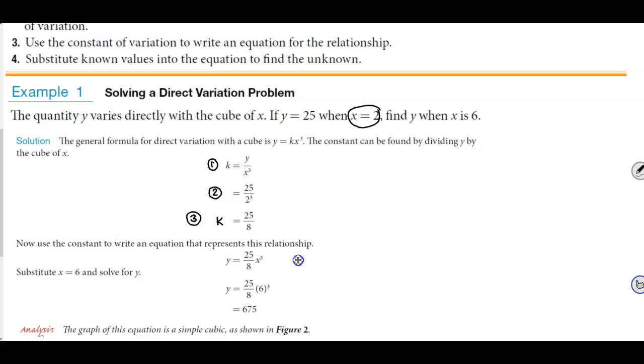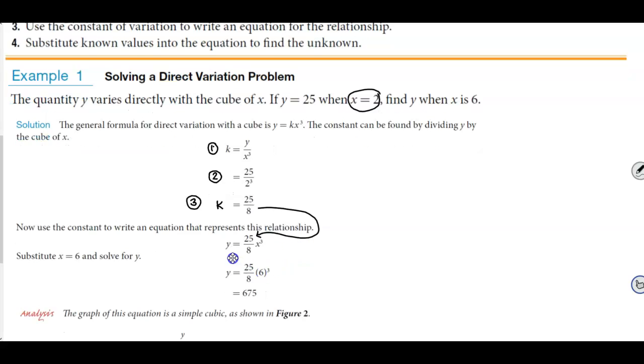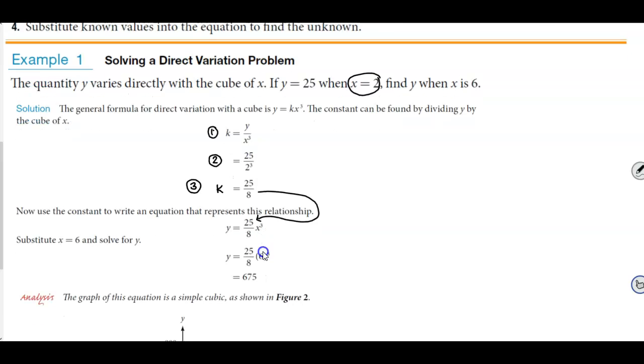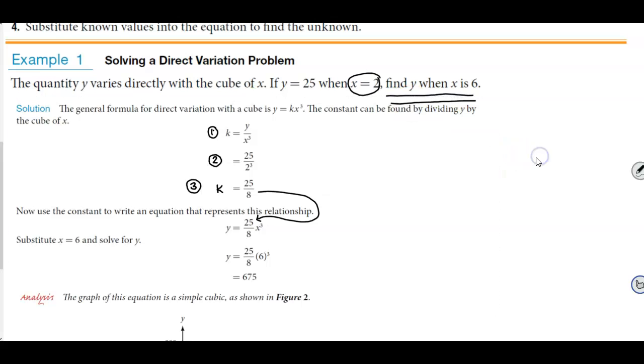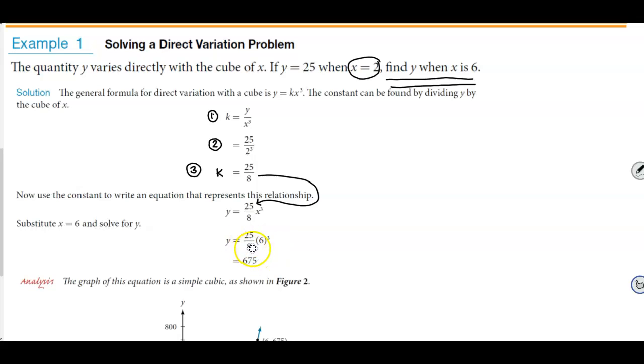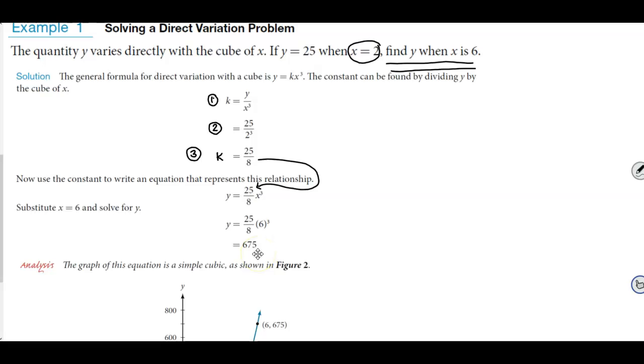So now k is represented as that constant in the general formula. Now we have y equal to 25 over 8 x cubed. And then we're going to substitute x equals 6 and solve for y, because now it's telling us to find y when x is equal to 6. So we're going to plug in 6 for x, and we have 25 over 8 times 6 cubed, which gives us 675.